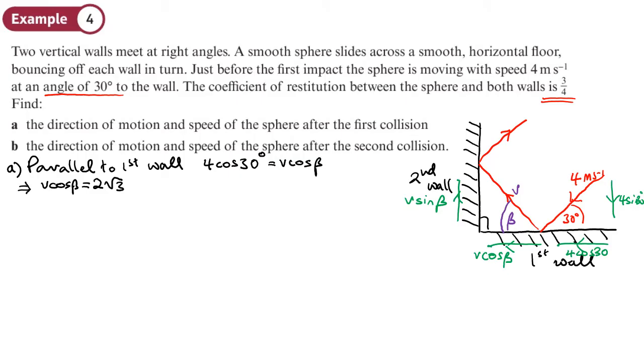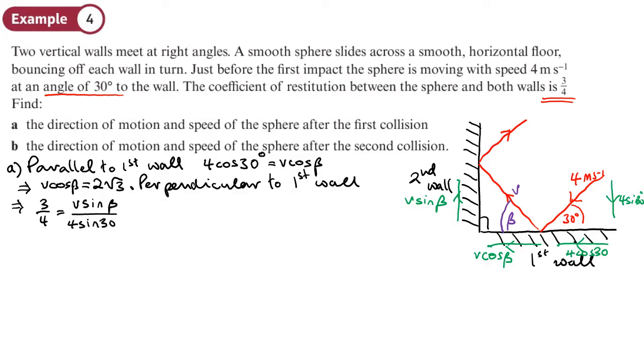Now perpendicular to the first wall, the coefficient of restitution is 3/4. So I have 3/4 equals, now the speed that it rebounds from the wall, or the velocity, is V sin beta, and the approach, you can't see it very well, but it's actually 4 sin 30.